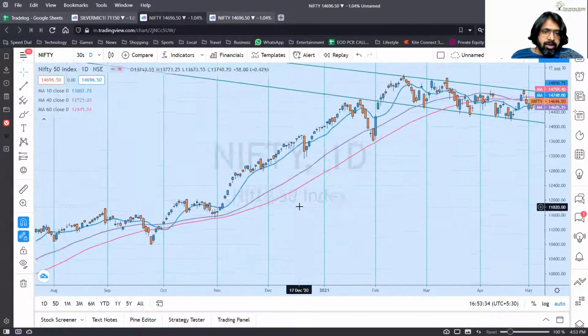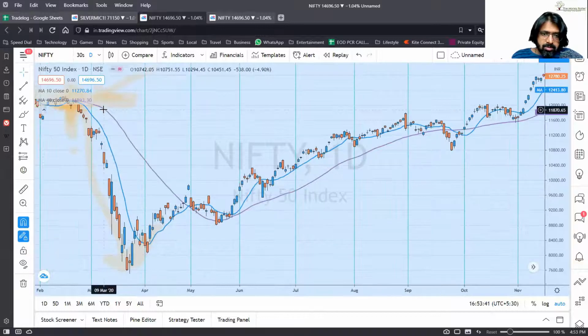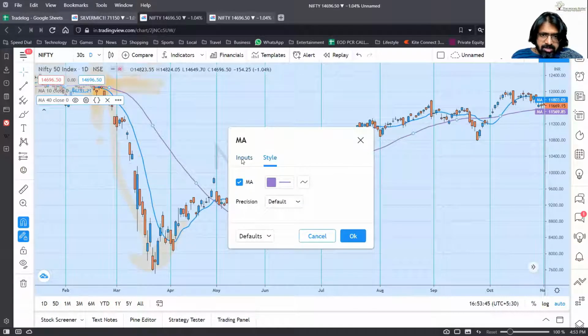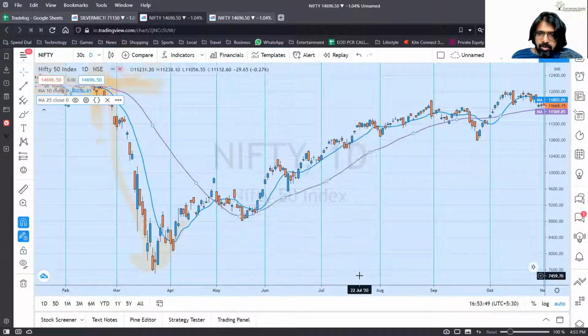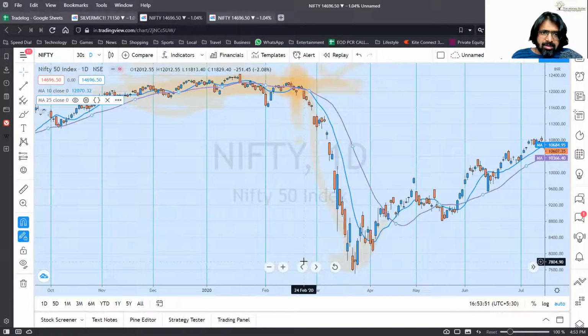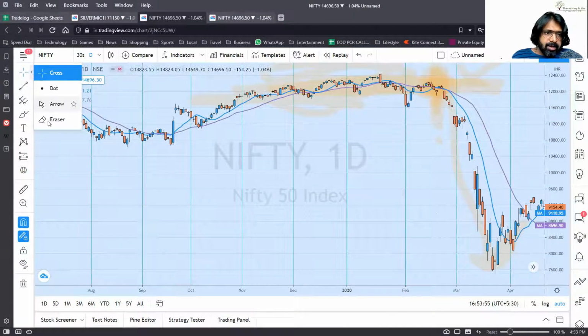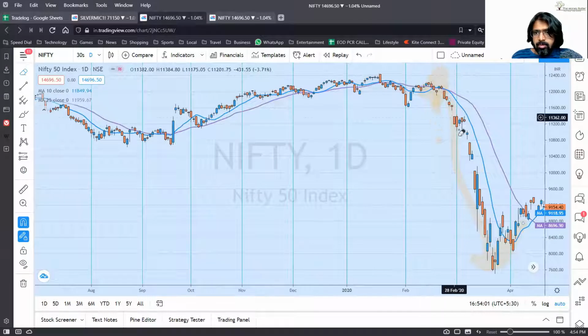Now let's talk about moving average crossovers. For this I just need two moving averages. For the purpose of explanation I will take 10 and 25, because I like working with these two averages. You can take whichever ones you want, that's not a problem.